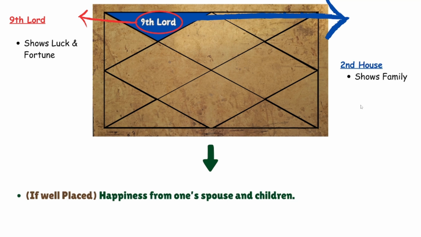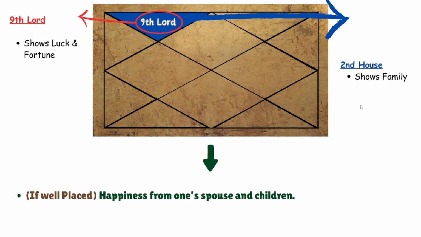Now, ninth lord shows luck and fortune, and second house shows family. So now, not only your earlier family, but after you get married, if this is well placed, it also generally shows happiness from one's spouse and children.